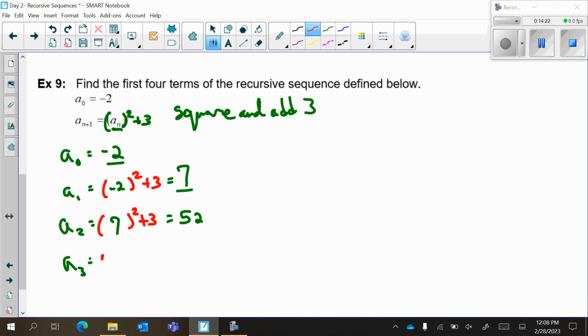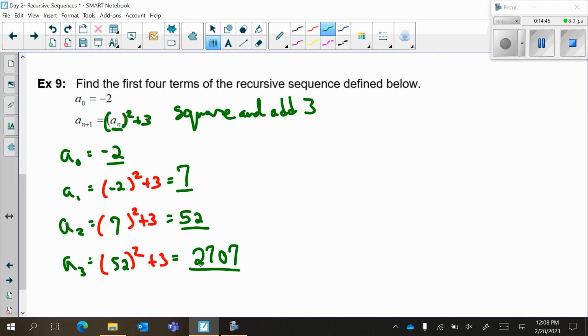And then we're going to take it again, square plus 3. My previous term is 52. I don't know what that one is off the top of my head. 52 squared plus 3 in the calculator is 2,707. So those would be your first 4 terms of that sequence.